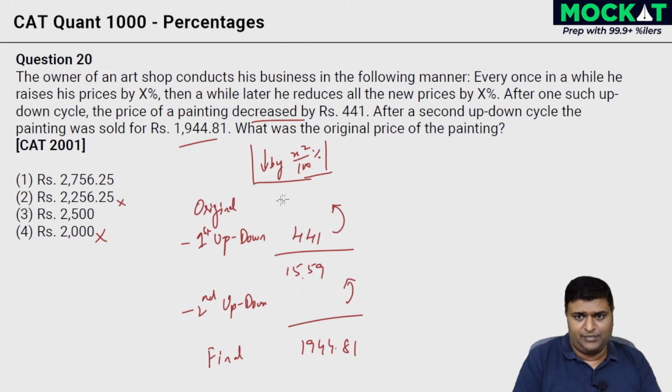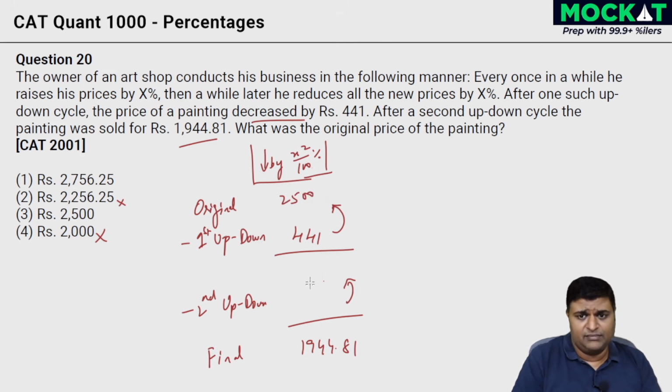2256.25 also can't be the answer. Check this out. 2256.25, you subtract a 441, you're going to get 1800 and something. Now, 1800 and something, you can't subtract something and bring it to 1944, right? It can't go up after a subtraction. So, as the price has to drop, those two smaller values can't be the answer. It has to be either 2500 or 2576.25.